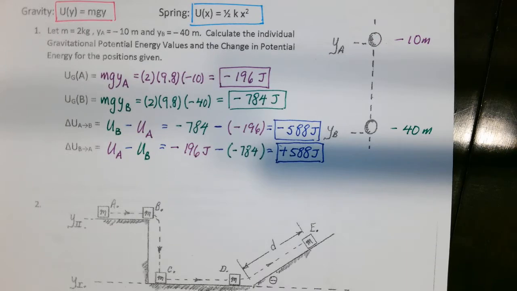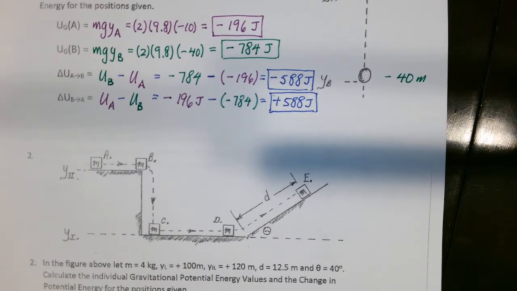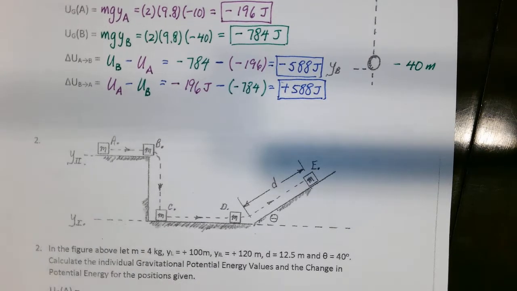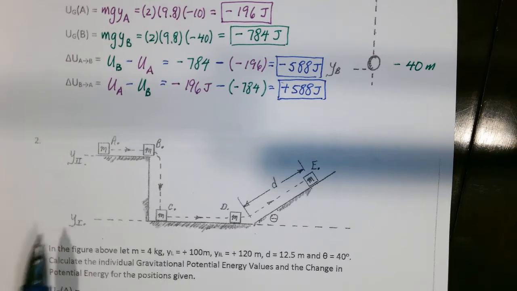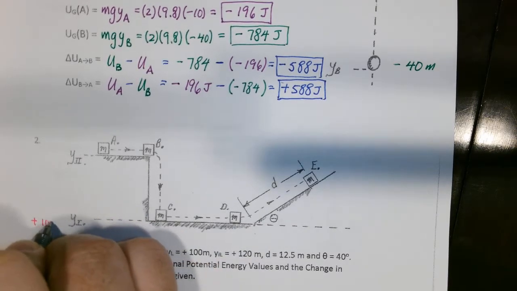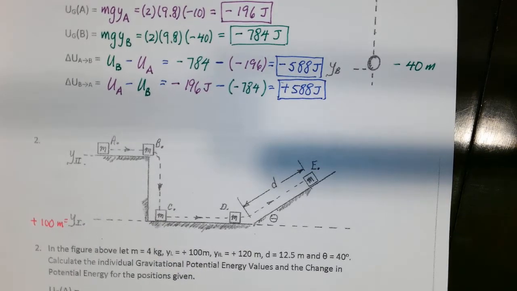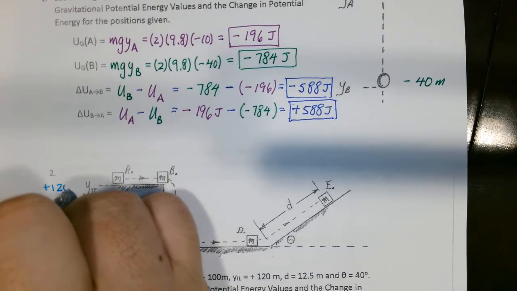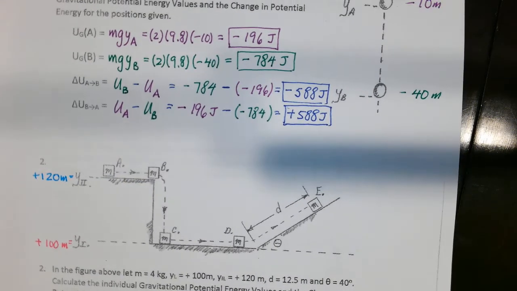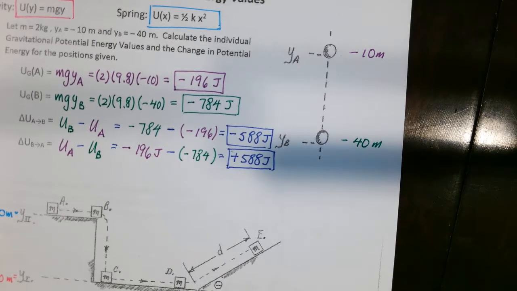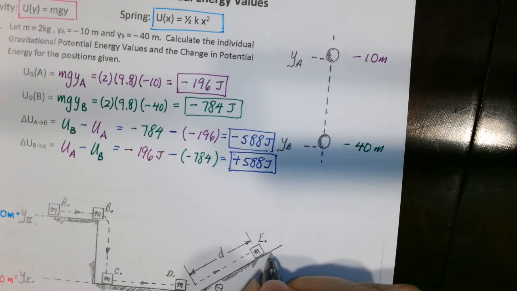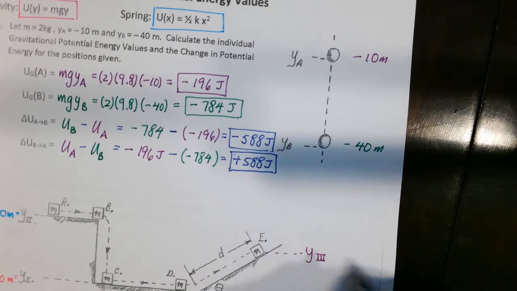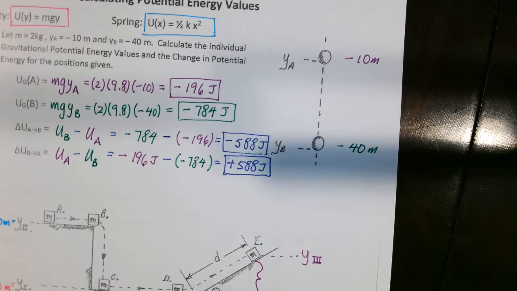Now let's take a look at number 2. So here, in the figure above, let there be a 4 kilogram mass, and then Y1. At this position, this is 100 meters. Right? So this is positive 100 meters, my Y1. And at Y2, this is positive 120, right? Then at E, this will be Y3, I guess, right? Okay? But I gotta know what this height is, right? I gotta know what this height is.